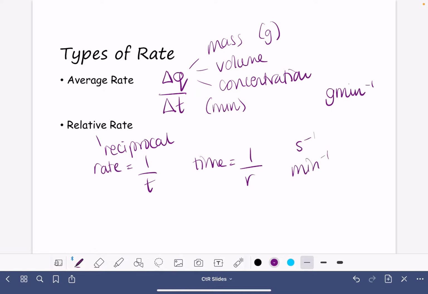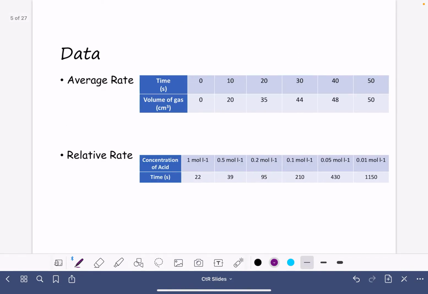Okay, because it's reciprocal. Relative rate is a new concept for Higher, and it's one that we need to be familiar with. Average rate was from Nat 5, but we still need to be familiar with it because it sometimes crops up in various contexts throughout Higher. The sort of data that you might get for average rate.